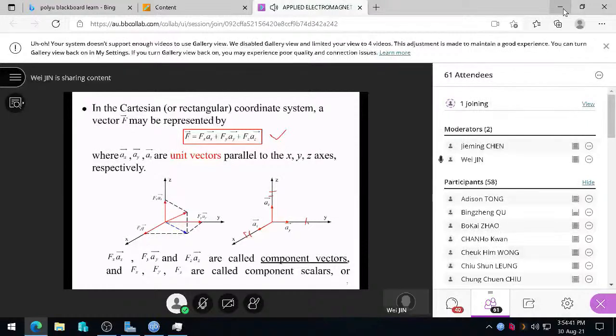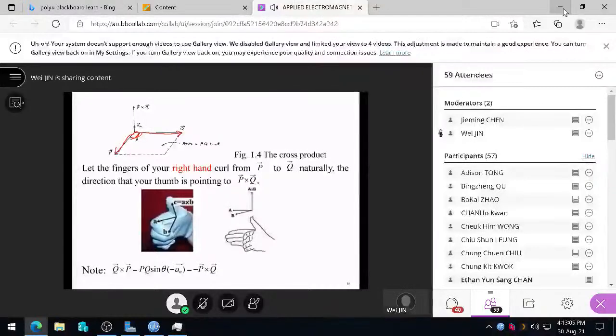This is vector P. This is vector Q. The angle between the two vectors is theta. Then the direction of P cross Q is determined by your right hand, the right-hand screw rule. For P cross Q, your fingers start from P, bending toward Q. Your thumb gives you the direction of P cross Q. So the aN direction is determined by your right hand bending from P to Q. This is the direction.